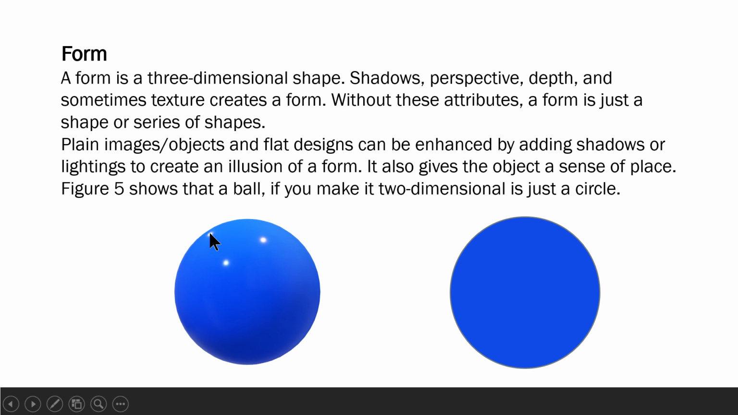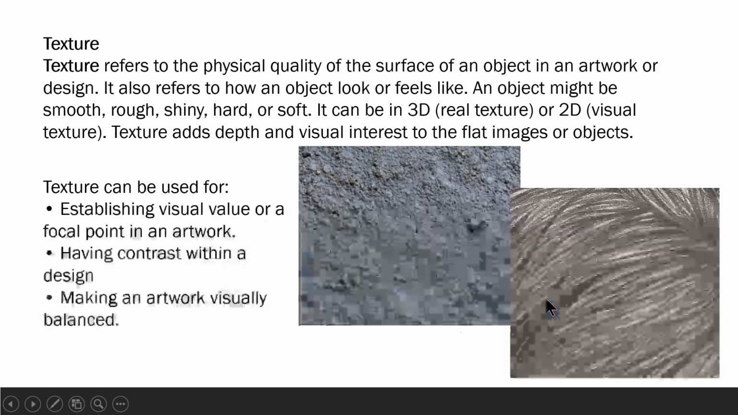So this is an example of a circle and a ball. This is the form, and this is our shape. Okay?